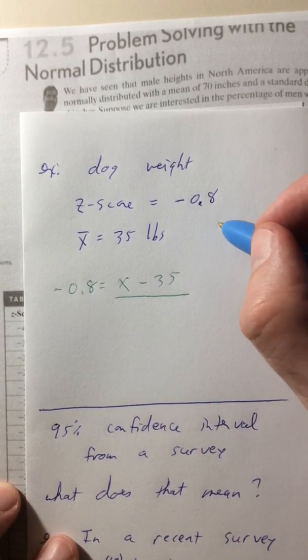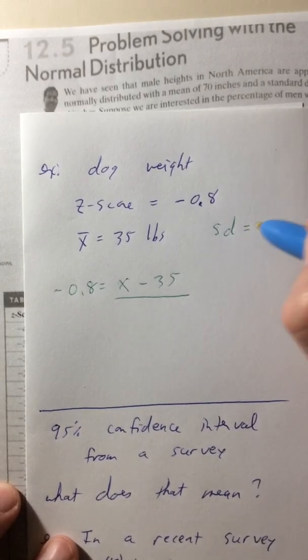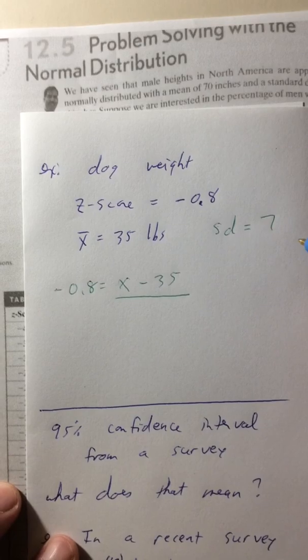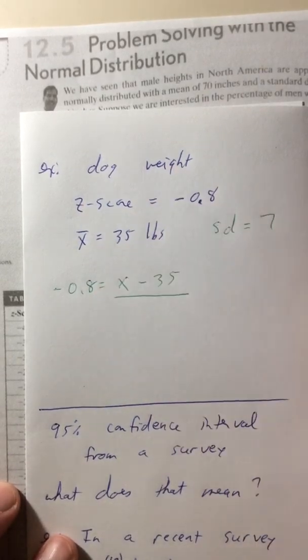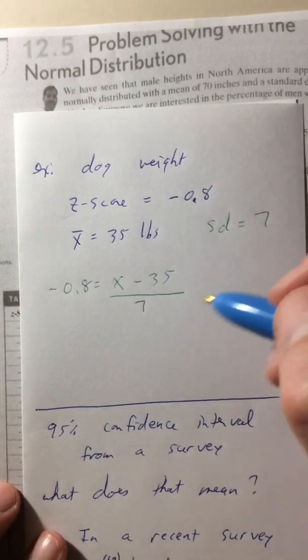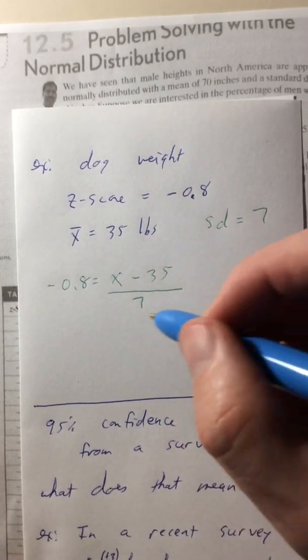All right, let's make up the standard deviation. Standard deviation is, let's say, 7 pounds. I just made that up, obviously. This is all just made up. I just forgot to put the standard deviation into the given information in the problem. So we just do our stuff here.